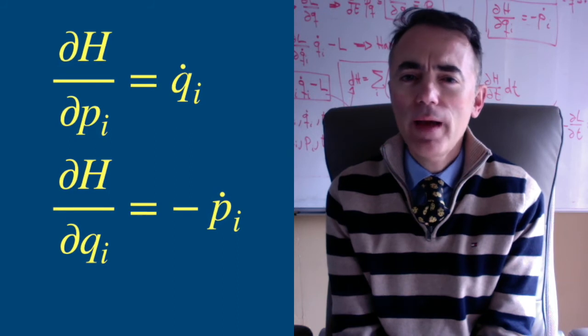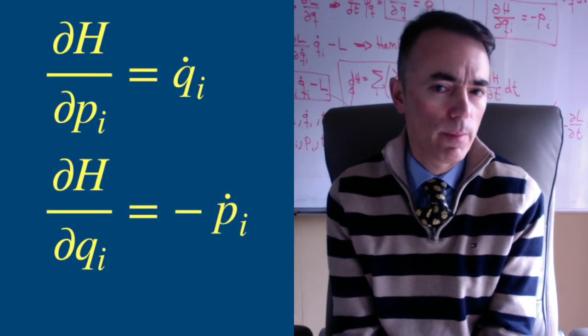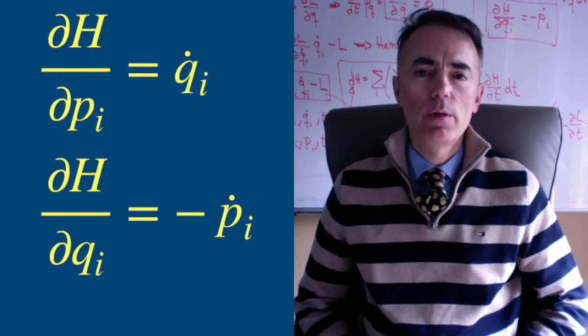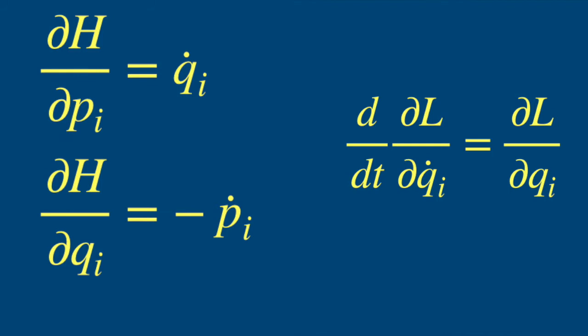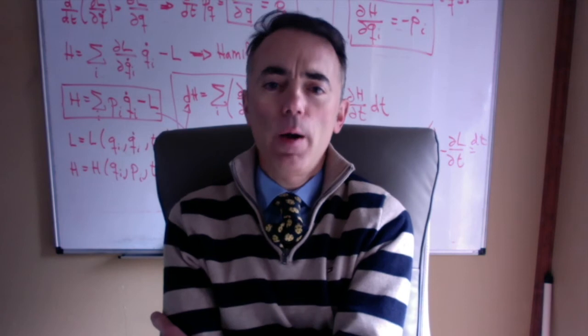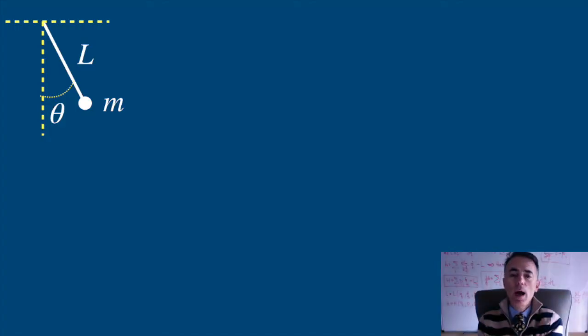Look that here we have, for each generalized coordinate, two equations. These equations are first-order differential equations. In the case of the Lagrange equations, we had only one equation per generalized coordinate, but that was a second-order differential equation. Let's see some examples now. Consider a simple pendulum and let's write Hamilton's equations. First, we need to write the Lagrangian.